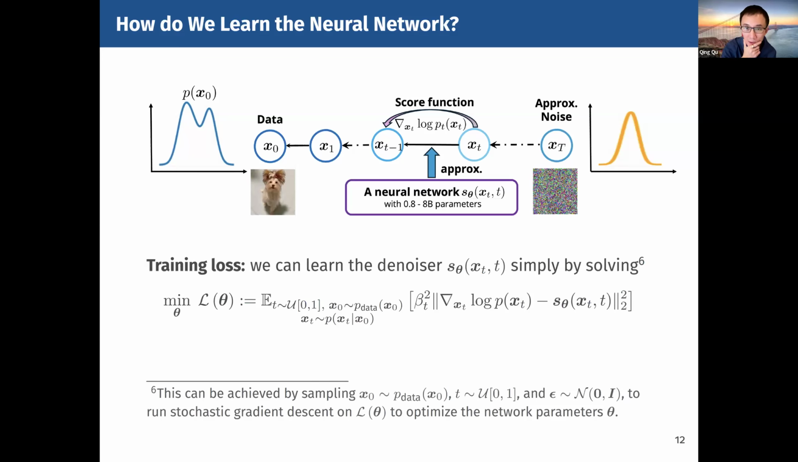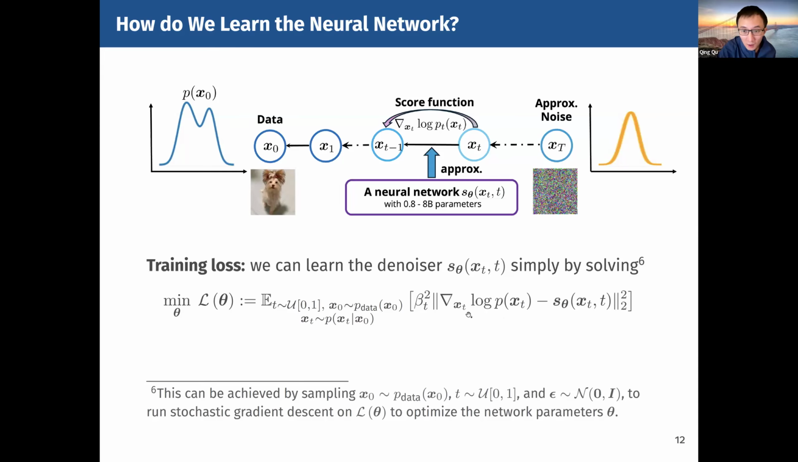The remaining question is how can we train the neural network, right? We need to learn the parameters of the neural network, theta. The idea of learning such a neural network is that we need to design a loss function. Intuitively, the loss function should minimize the distance between the output of the neural network and the score function. So basically, we want to do score matching.